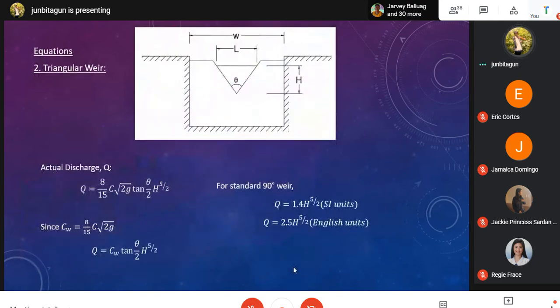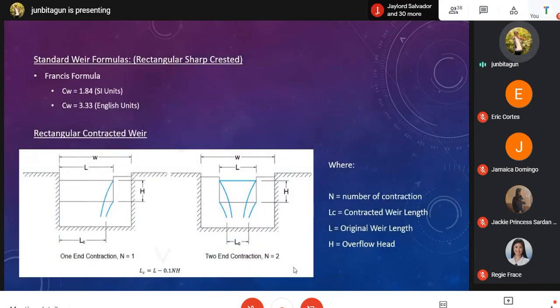Ito naman yung standard weir formulas. So, may isang hydraulic professor, or let's just say na doctor, na kumuha siya ng idea ng values ng weir coefficient. At yun na nga. Through Francis formula, nakuha niya na yung CW pwede nating take as 1.844 SI units, while yung isa naman ay 3.33 para sa English units.